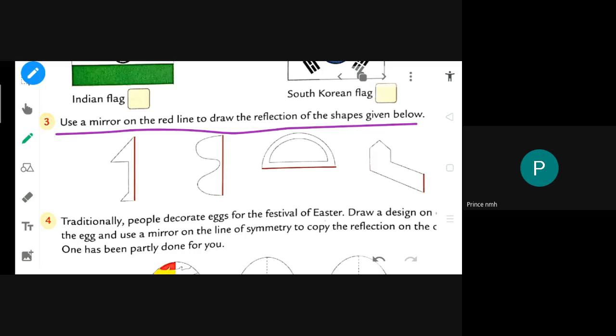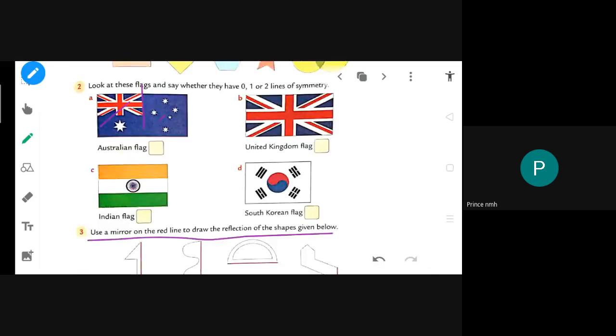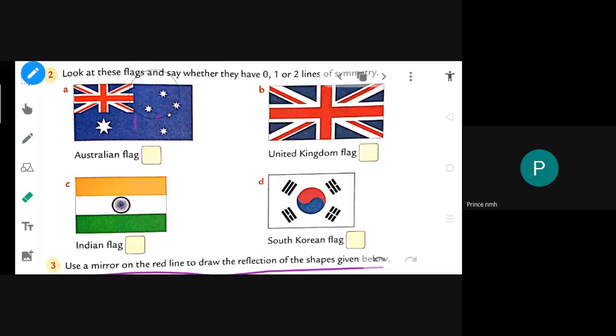Ma'am, in a mirror, if we keep any word in front, it appears reversed. So in the textbook also all these questions are given, that in question 3 you have to draw. In question 2 you have to think that it has 0, means not even horizontally, not even vertically. We can't divide. If I use horizontal, both parts are the same. Design, color, shape, everything.